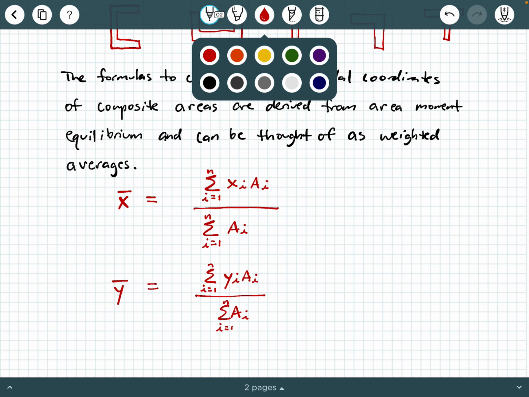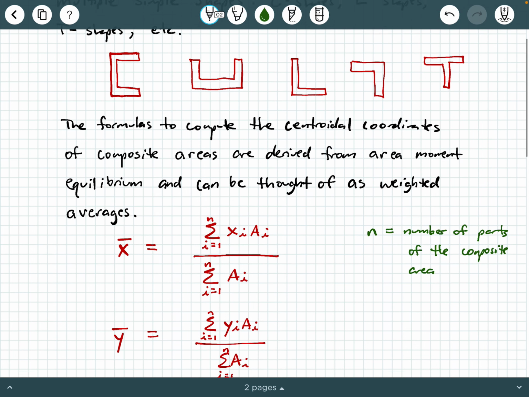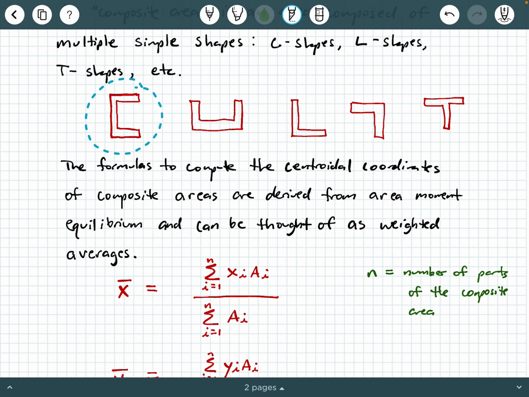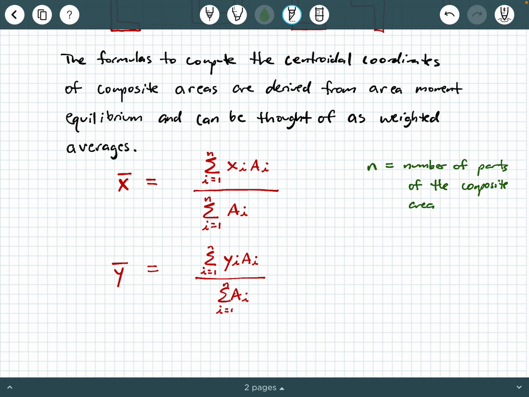Let's talk about what each of these terms mean. Now, I'm going to write that off to the side here. n is the number of parts of the composite area. So that's literally the number of the simple shapes. So for example, if I scroll back up and I look at this C shape right here, if I separate this C shape into 3 rectangles, then n equals 3.